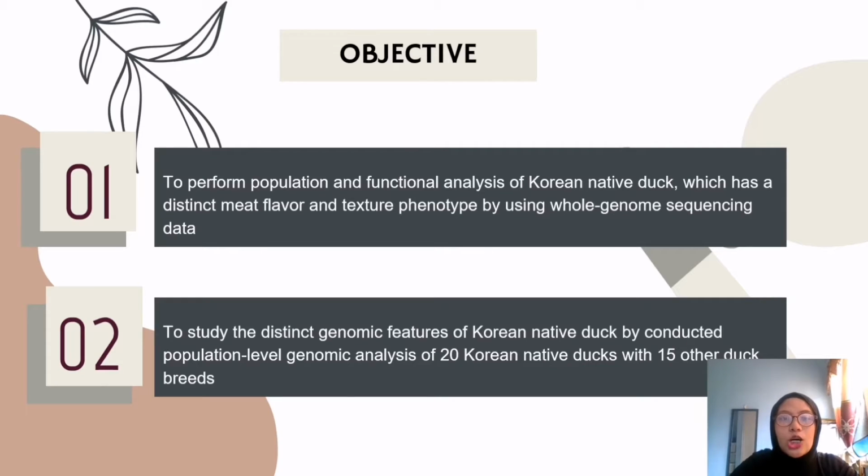So, the objective of this article is to perform population and functional analysis of Korean native duck, which has a distinct meat flavor and texture phenotype, by using whole genome sequencing data. And the other objective is to study the distinct genomic features of Korean native duck by conducting population level genomic analysis by using 20 Korean native duck together with 15 other duck breeds.